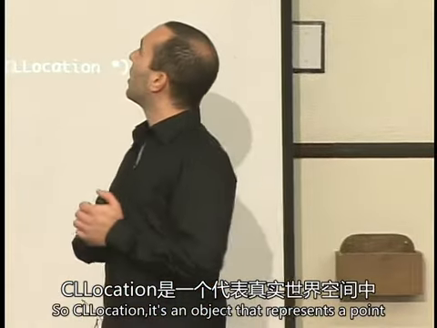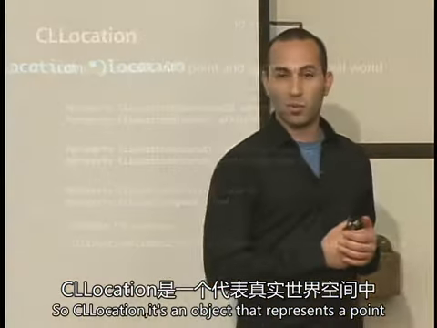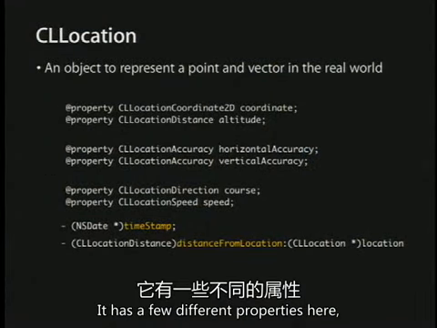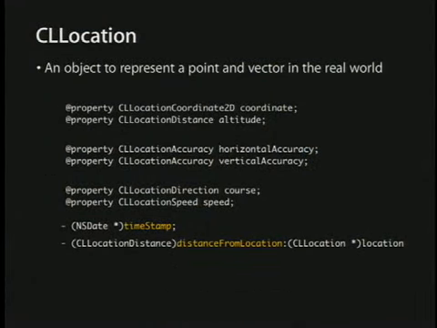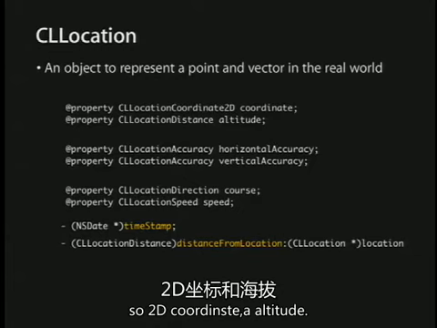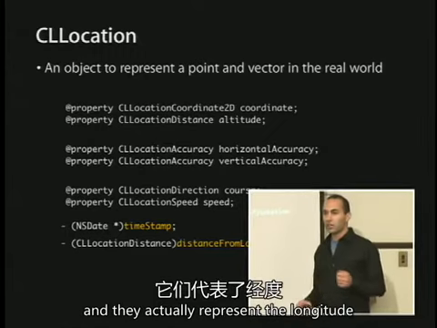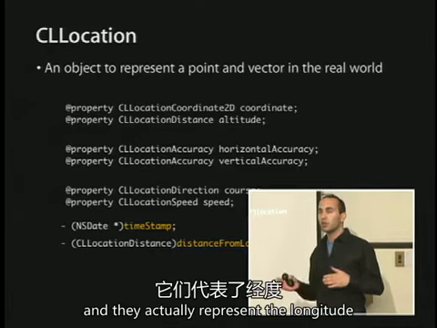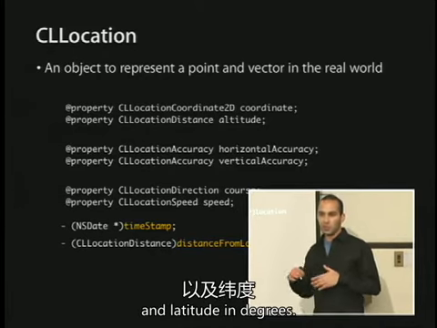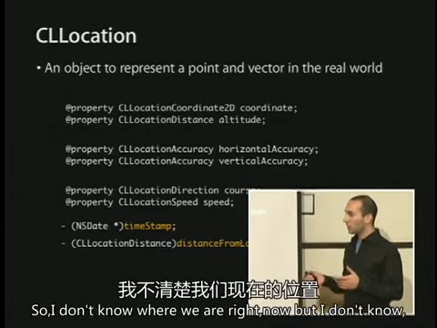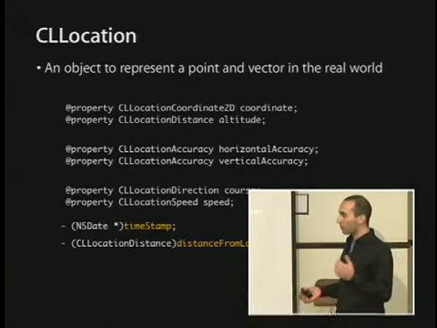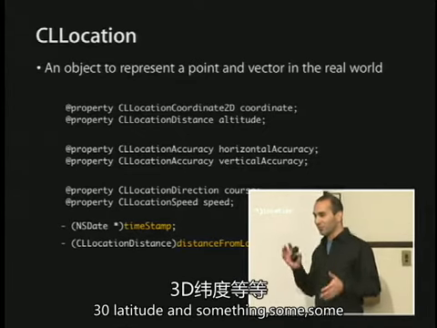So CLLocation is an object that represents a point and a vector in space in the real world. It has a few different properties here. So a 2D coordinate, an altitude. The coordinate, by the way, is two double floating point values, and they actually represent the longitude and latitude in degrees. Right? So I don't know where we are right now, but I don't know, 30 latitude and something.